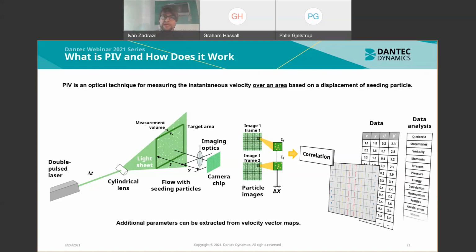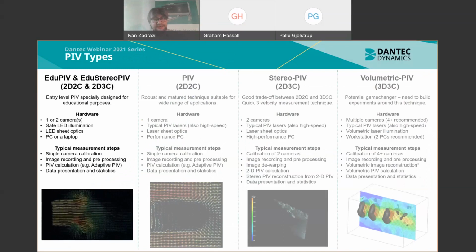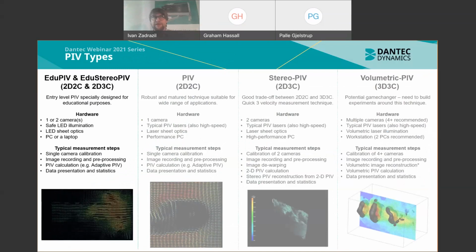Finally, we can extract additional parameters from the velocity vector map. For example, Q criterion, streamlines, vorticity, different moments, stresses. We can extract pressure as well, energy content. We can do different correlations. We can calculate velocity fluctuations, extract velocity profiles, acceleration, shears, and many more. Right, so hopefully that gives you some understanding of how classical PIV works.